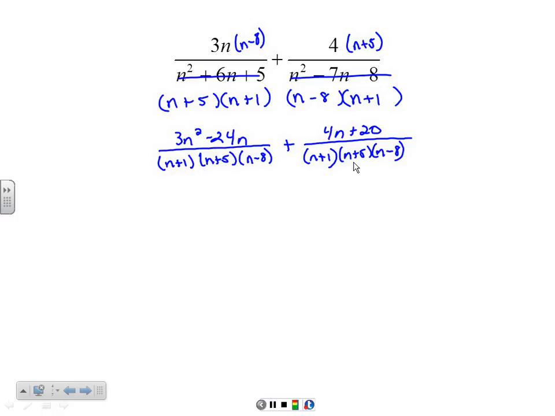So on the top, we'll combine where we can. So we have 3n squared. Negative 24n plus 4n is going to be a negative 20n. And then we have plus 20. Over that common denominator.